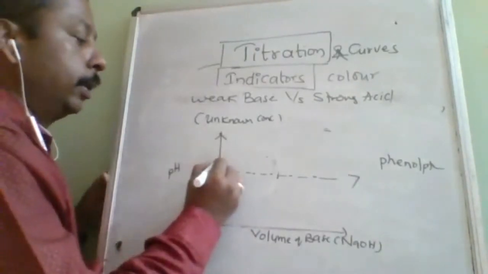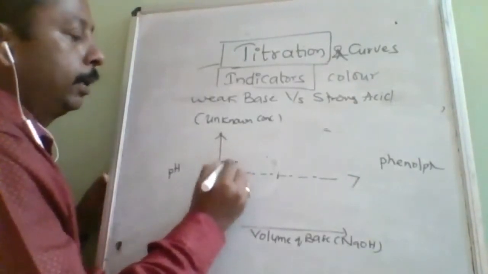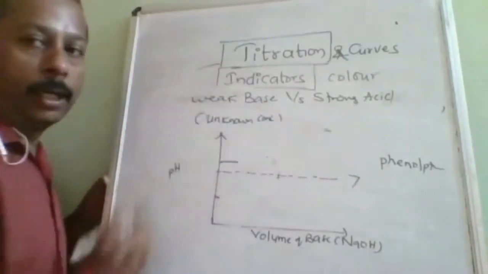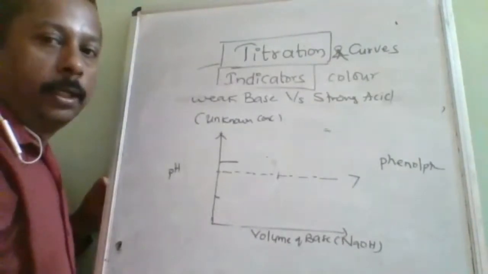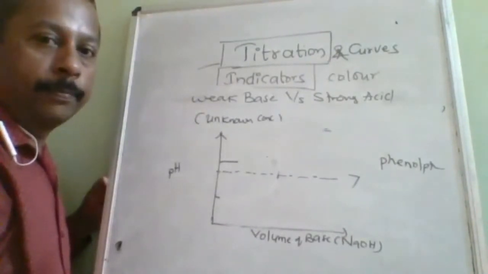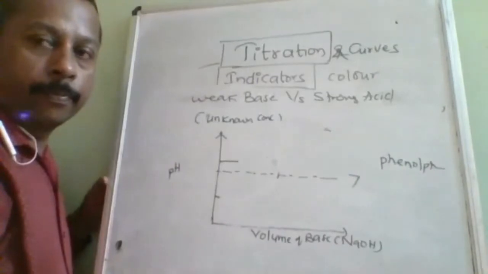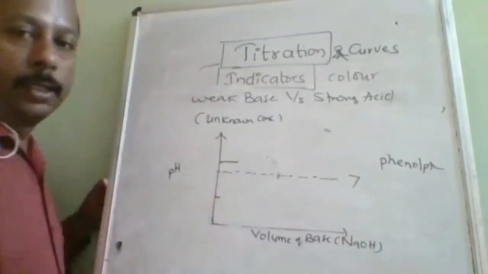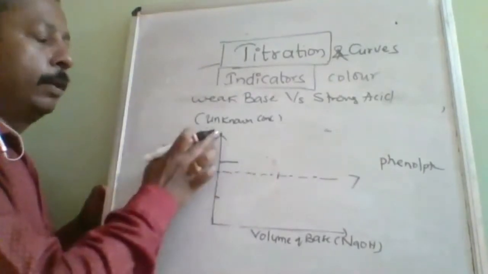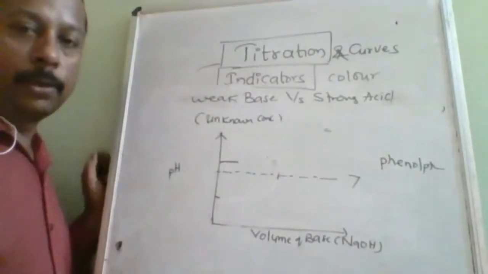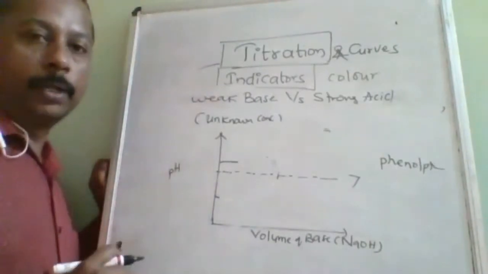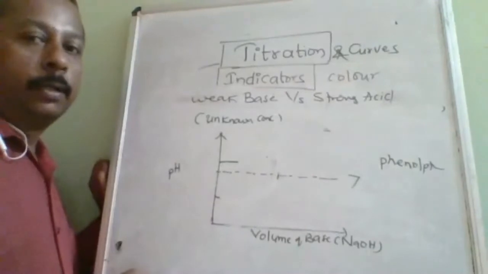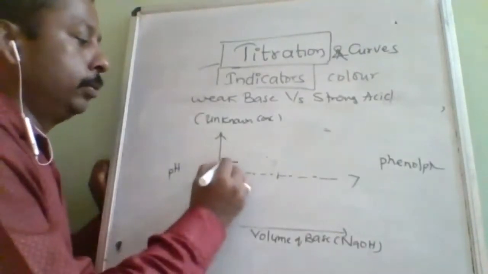So here this line will start from here. Understood? Why am I starting here? Initially in the container we have a weak base, so it is supposed to have pH more than 7. And why not from here? Because it is not a strong base. A strong base will have pH nearby 14. A strong acid will have pH nearby 1. So these are all the basic things which are used over here.